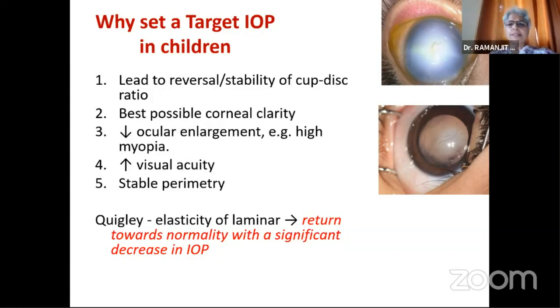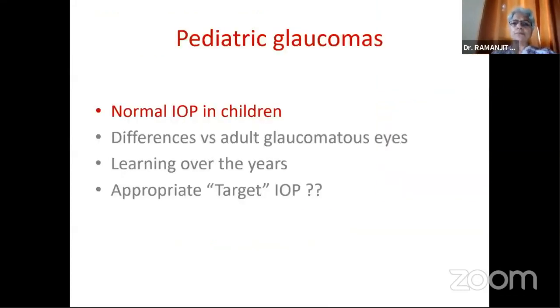We want to make sure that the eye doesn't enlarge anymore and we don't end up with people having -20, -24 myopia. We want to stop it as early as possible. We want the best visual acuity, which is not always in our hands because there may be associated developmental anomalies. We also want a very stable perimetry. What we do know and what literature teaches us is that because of the elasticity of the ocular coats, it is possible to return everything towards normality if there's a significant fall in intraocular pressure.